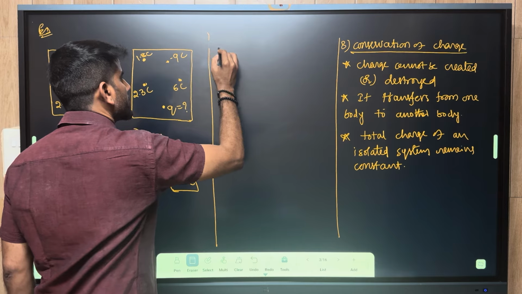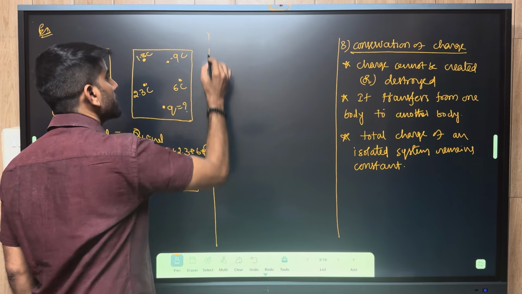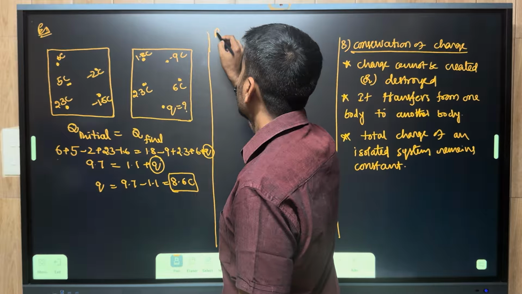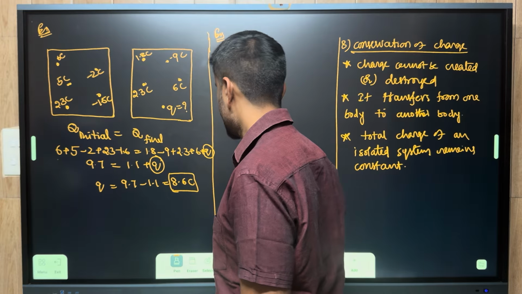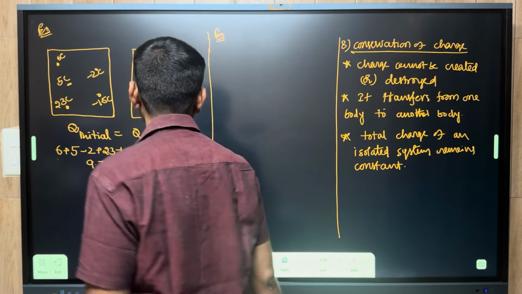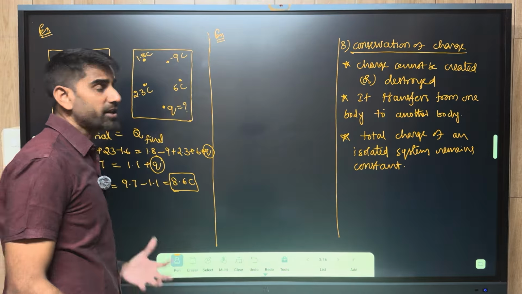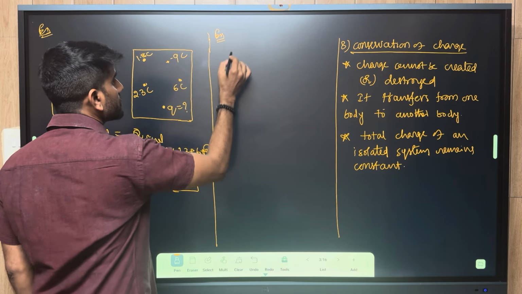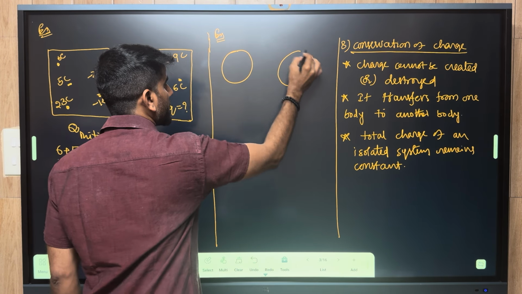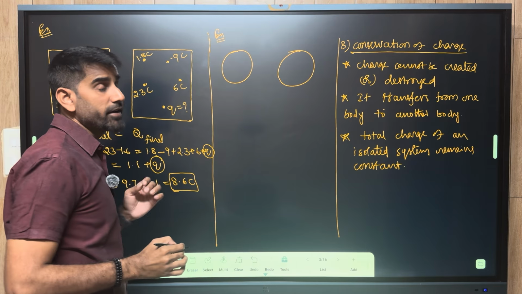Okay. So yeah. Let's take one more example. To make you understand it better, I'm going to take two identical metal spheres. Let's take this one as metal sphere 1 and this as metal sphere 2, which are identical metal spheres.